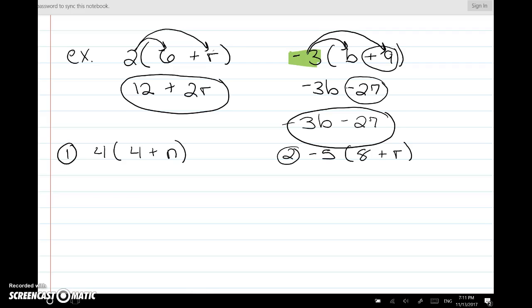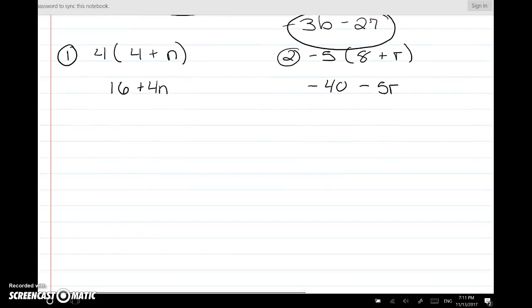So the answer to number 1 is going to be 16 plus 4n. And the answer to number 2 is going to be negative 40 minus 5r. Remember that negative 5 times positive 1r, remember there's a little 1 in there, is negative 5r.